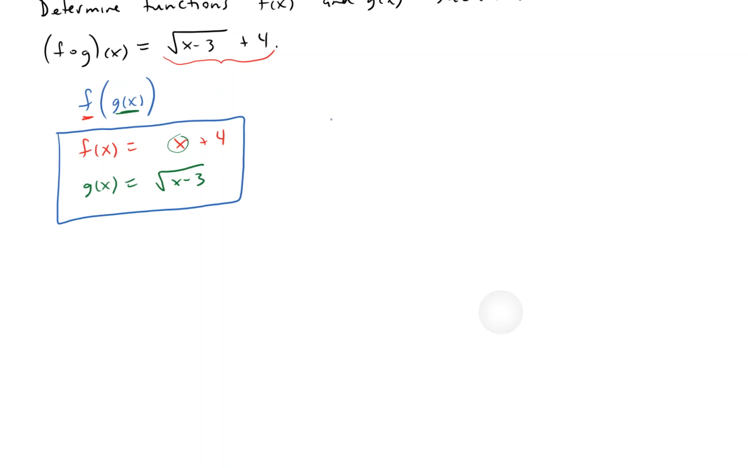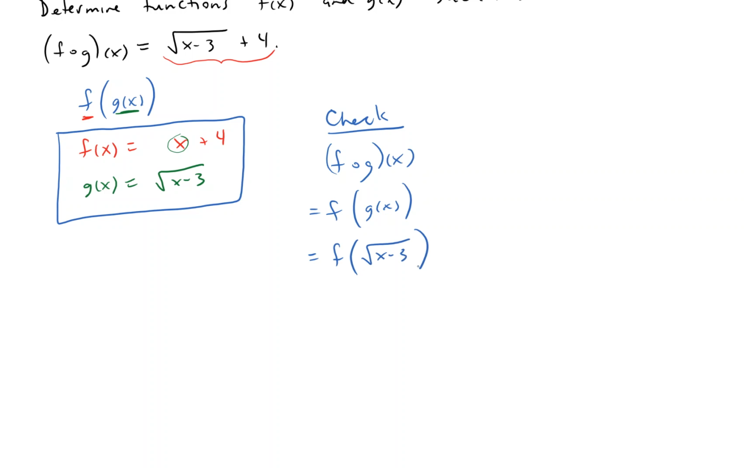And again, if you check, you end up with f of g of x. Work from the inside out. g of x is the square root of x minus 3. And then we have to put that into the f function where x is. Here's our f function. So we get the square root of x minus 3 plus 4. And so that also works.